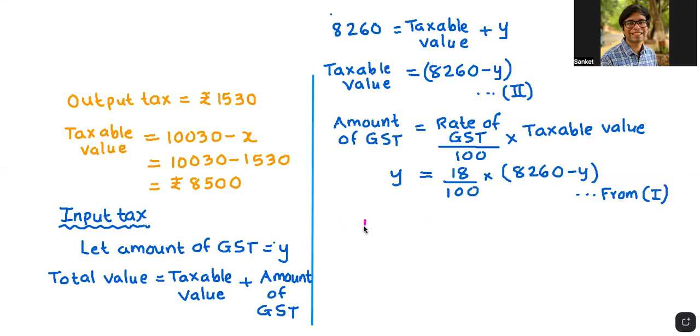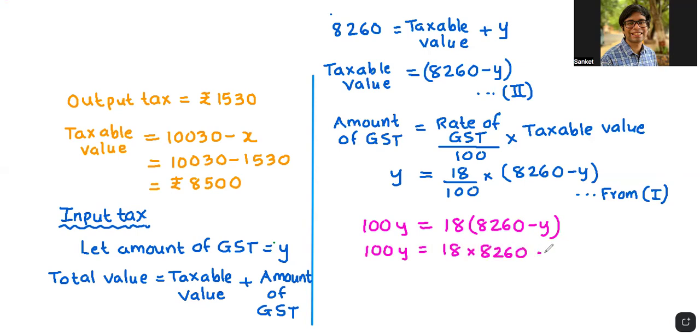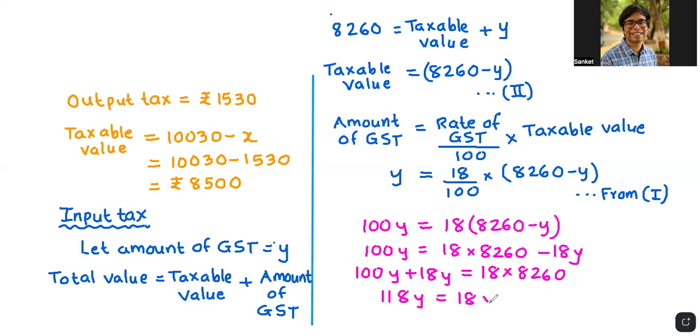Let me multiply by 100 on both sides. I get 100Y is equal to 18 multiplied by 8260 minus Y. So I get 100Y is equal to 18 multiplied by 8260 minus 18Y. I take 18Y on the left hand side. I get 100Y plus 18Y is equal to 18 multiplied by 8260. So I get 118Y is equal to 18 multiplied by 8260.